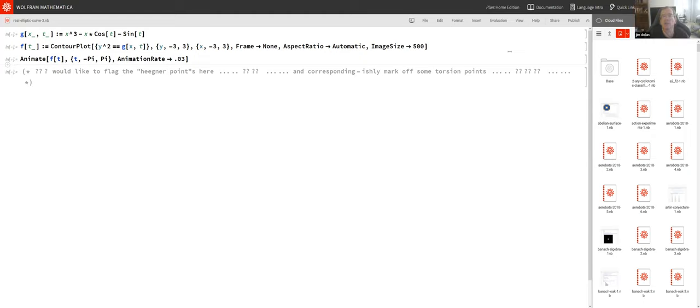I call this the moduli movie of real elliptic curves. It's the moduli movie of real elliptic curves in the sense that these are the ones where the anti-involution is a group involution, so that the real points actually form a group.